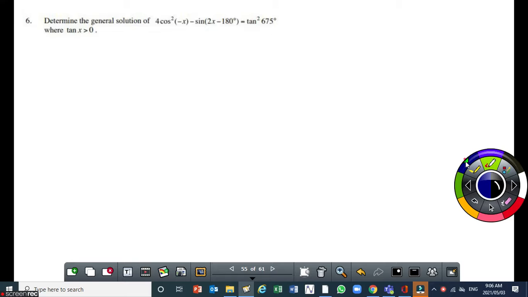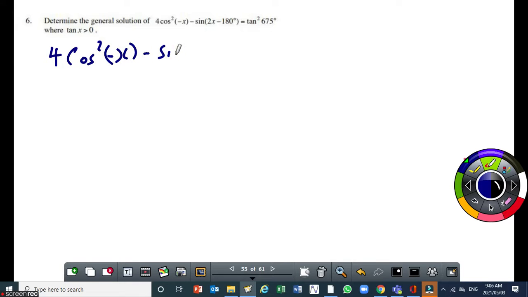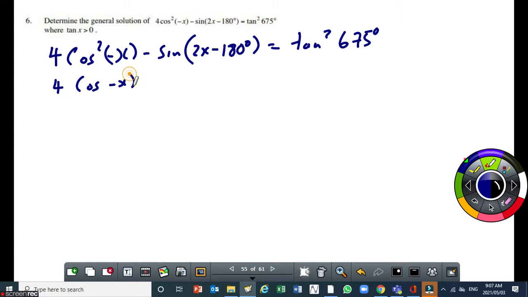Okay, so now 4 cos squared of minus x, you can write that first. Let me write the equation as it is given. So it's 4 cos squared minus x, minus sine 2x minus 180 degrees, is equal to tan squared 675 degrees. All right, now by now, all of you must be aware that this 4 cos squared of minus x is the same as 4 cos minus x all squared, right?